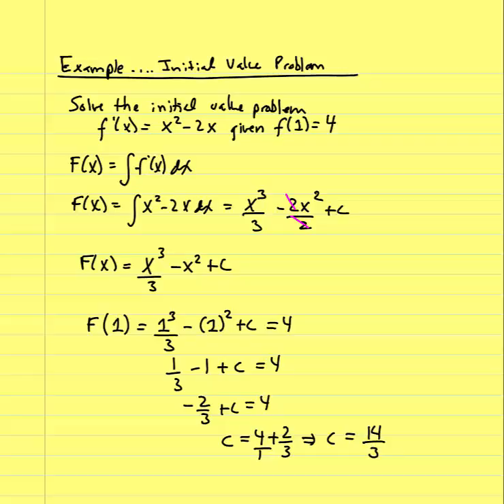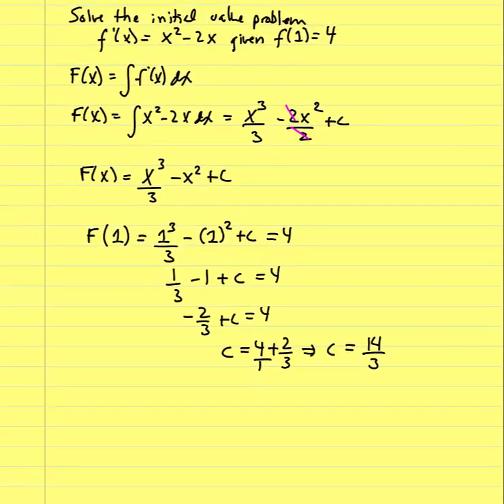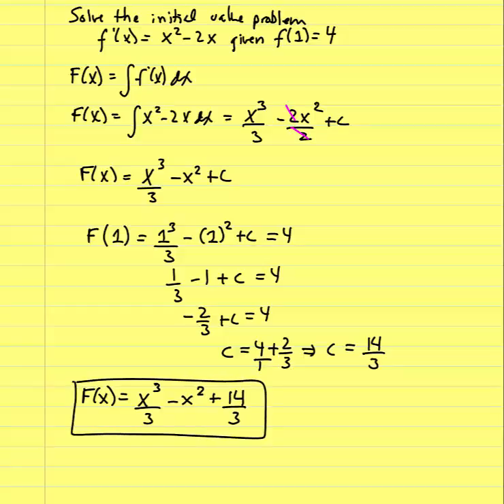So what that's telling me is by solving the initial value problem, I get cap F of x is not a family of solutions, but one specific solution. So that one specific solution would be x cubed over 3 minus x squared plus 14 over 3. And that would be my solution. So again, I'm using that general solution and substituting in my condition to find my particular solution.